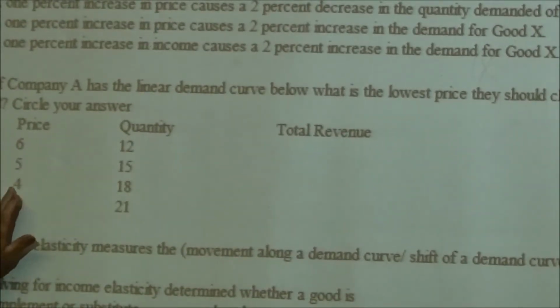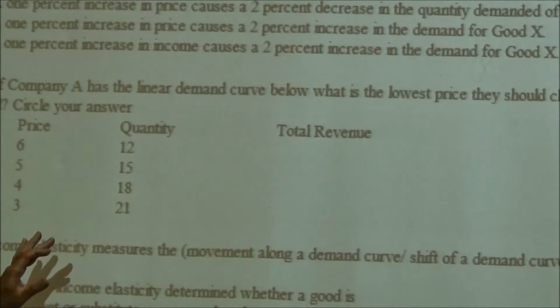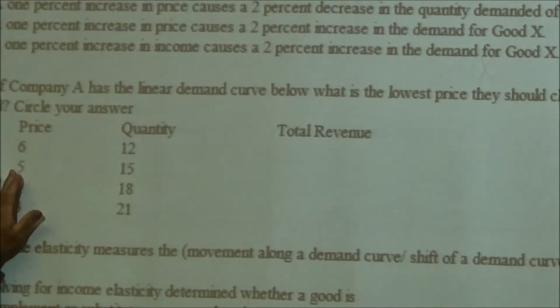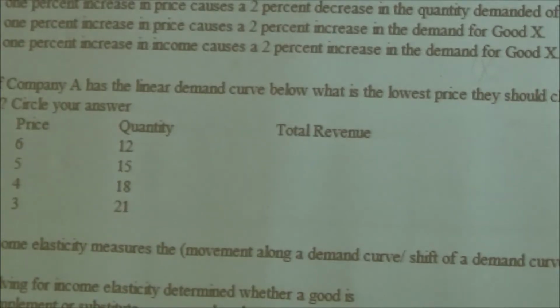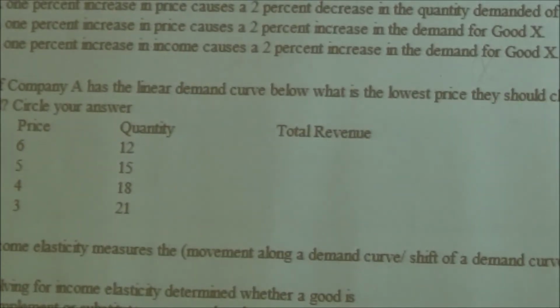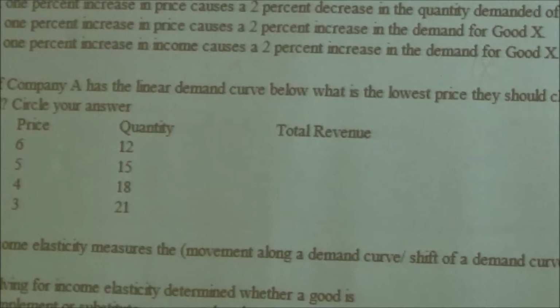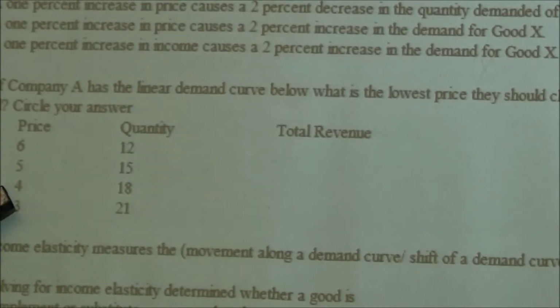Your revenue goes from 72 to 75, so your revenue goes up and your costs go down. Going from 5 to 6, we don't know, because revenue goes down and cost goes down. We don't know which one goes down by how much. So you just leave it at 5. That's the lowest price they would charge. We don't know about 6 because we don't have enough information to determine it. But we do know that they should definitely not charge 4 or 3. They'd be better off charging 5.